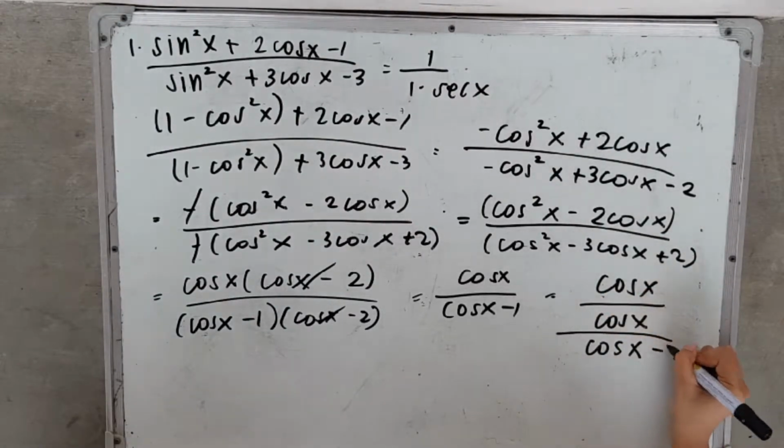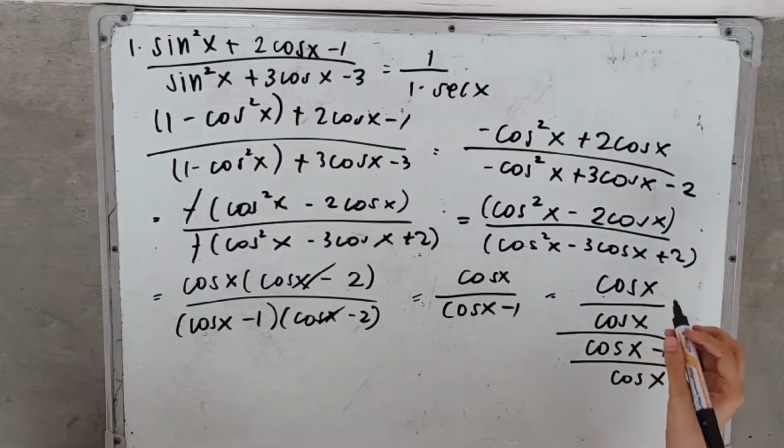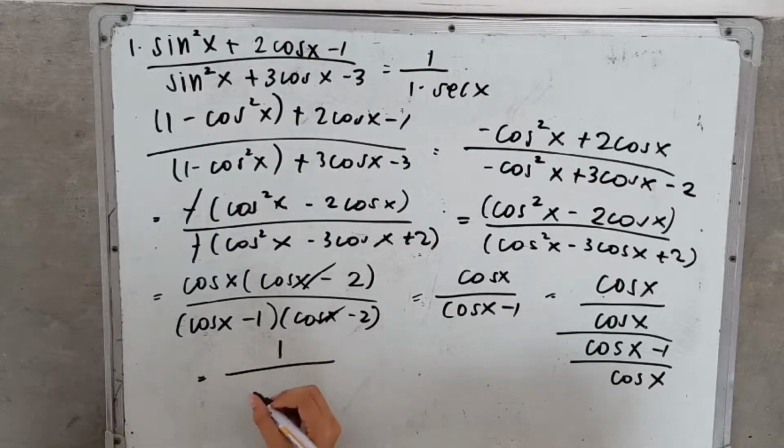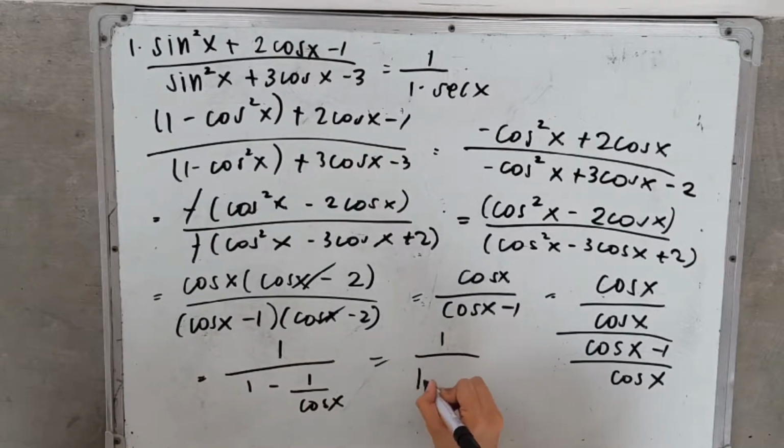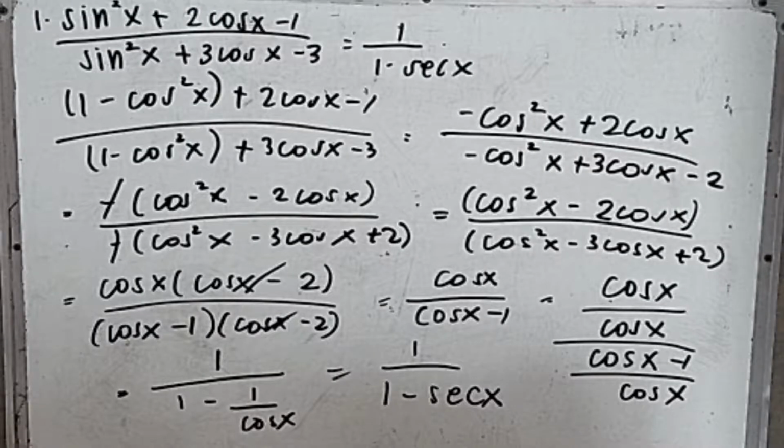The numerator is cosine x. By the equation, cosine x over cosine x is equal to 1. So we have 1 over 1 minus 1 over cosine x. Using the reciprocal identity, our equation is now 1 over 1 minus secant x is equal to 1 over 1 minus secant x.